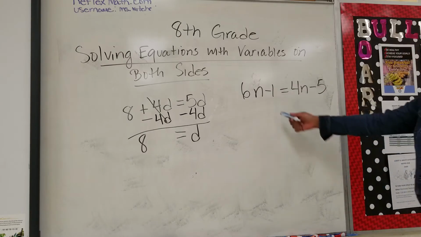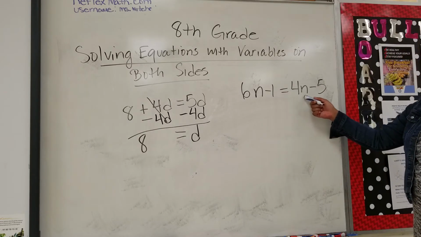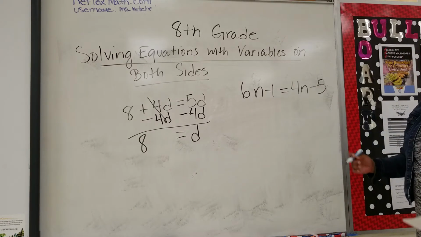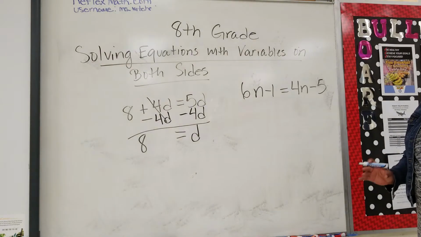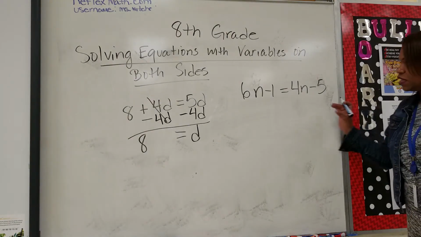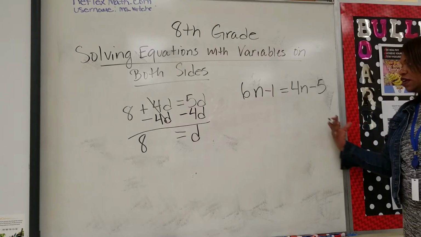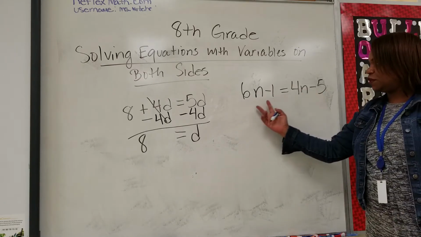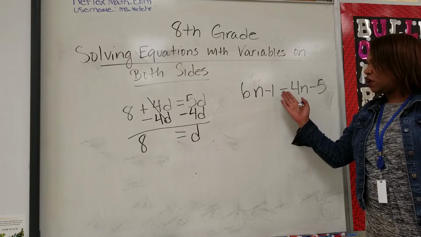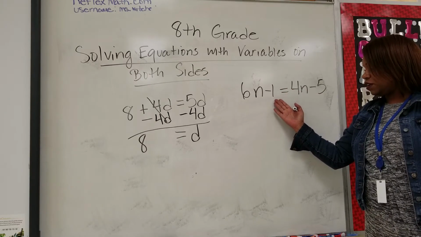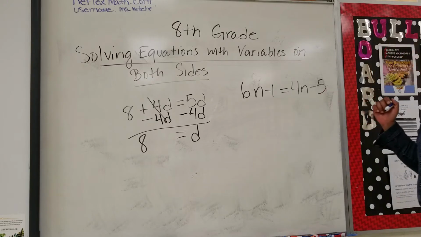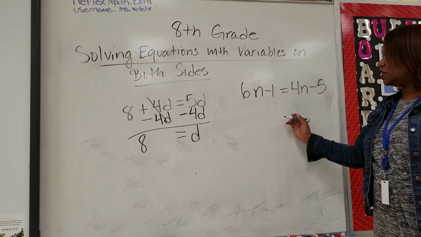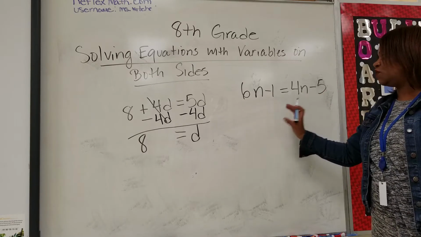Here we have 6n minus 1 equals 4n minus 5. Remember what I said, we have to combine our like terms. And we want one set of terms on one side and the other set of terms on the other. So we want all of our n's to be on one side and all of our regular numbers to be on the other side, okay? So here it'll be easier for us to subtract 4n from both sides.